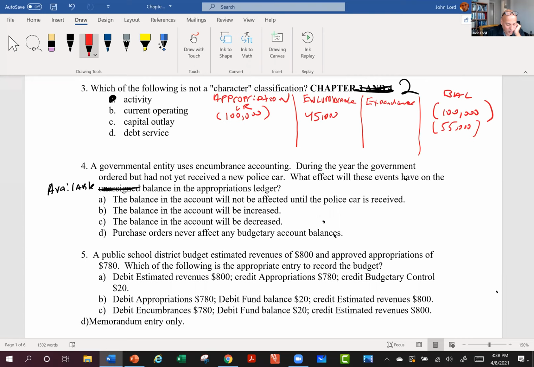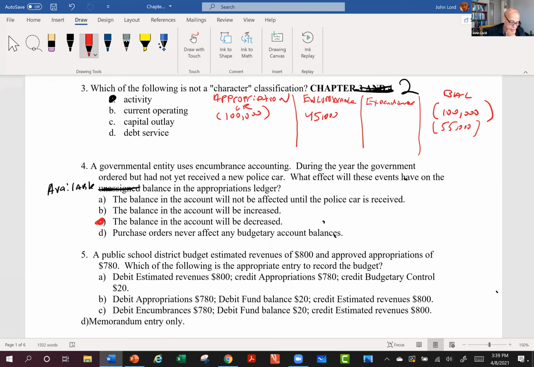But anyway, okay. We'll stop there, though, because we could probably keep going with drinking stories. So once I order the encumbrance, what happens to my available balance in my appropriations ledger? The available balance will go down. Good. So the available balance in the appropriations ledger will decrease? Correct. Okay, good. Very good.